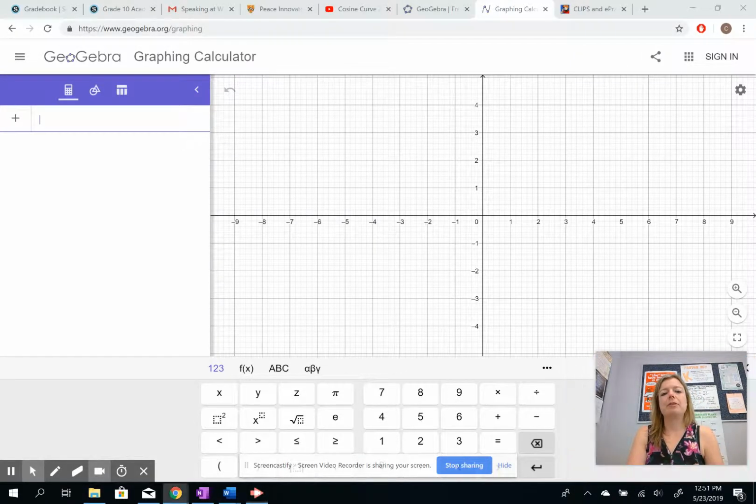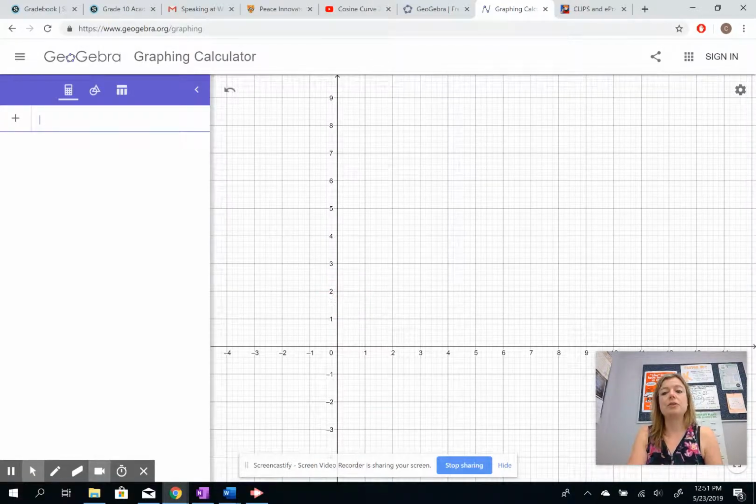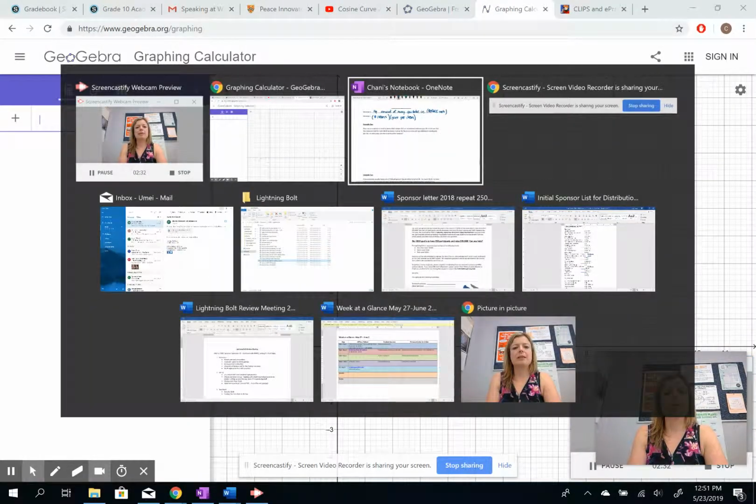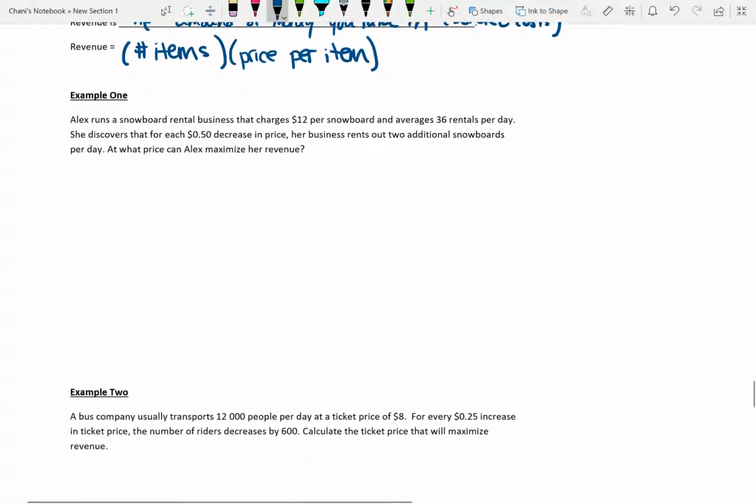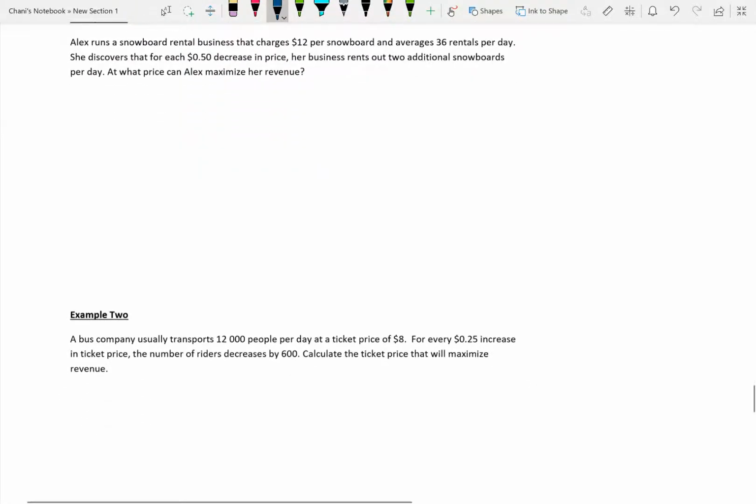And I'll also be graphing these situations on GeoGebra to show you visually why a parabola makes sense within the context. So let's go to this first example about Alex and her snowboard rental business. Alex runs a snowboard rental business and she charges $12 per snowboard and averages 36 rentals per day. So this is kind of what she does right now.